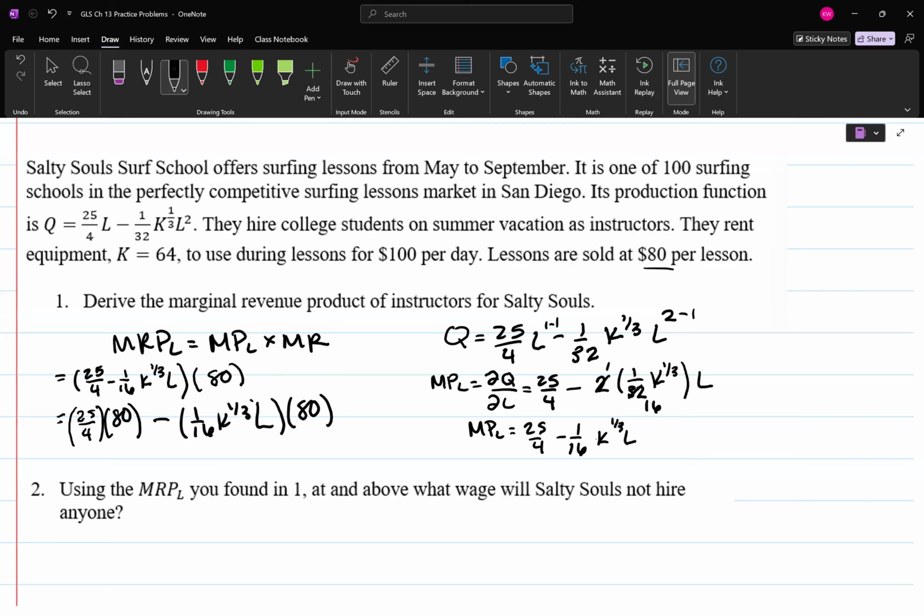All right. So 4 is going to go into itself once and into 80 20 times. So we're going to have 25 times 20. So that's going to give us 500. And then 16 is going to go into itself once and into 80 5 times. So we'll have 5 times capital to the 1/3 power times labor. And that is the marginal revenue product of labor for this firm. Okay, so that is our answer to number 1.